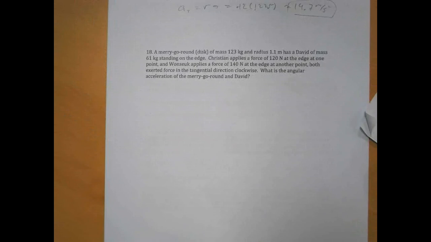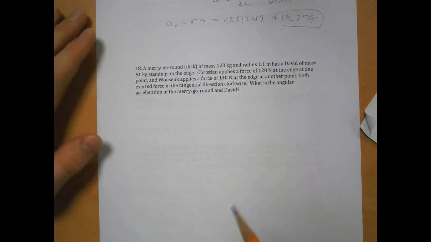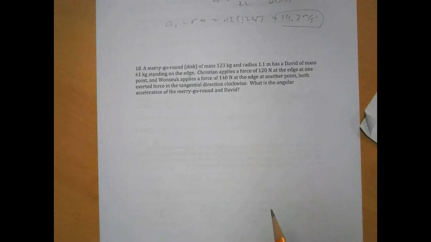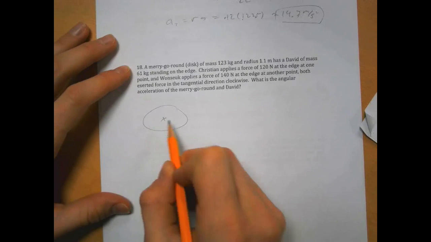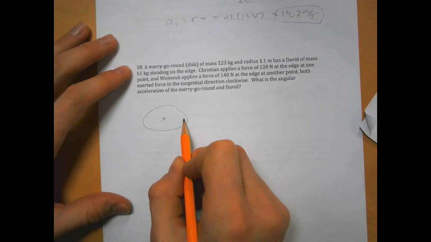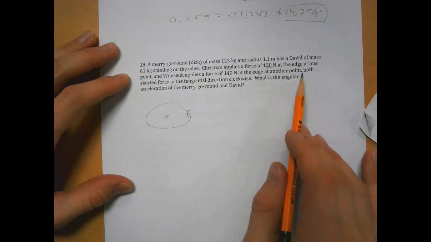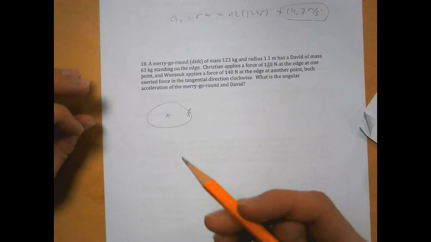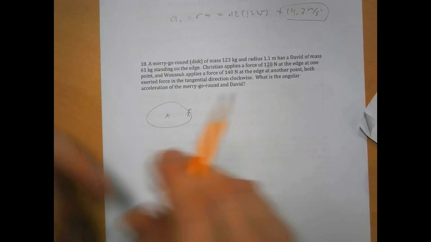Another example, got a merry-go-round, which we're treating as a disk. Its mass is 123 kilograms, radius 1.1 meters, and it has a David of mass 61 kilograms standing on the edge. So merry-go-round rotating around the middle, we've got a person on the edge, and we've got a force of 120 at the edge at one point, 140 at the edge at the third point, and they're both exerted in the tangential direction, clockwise.